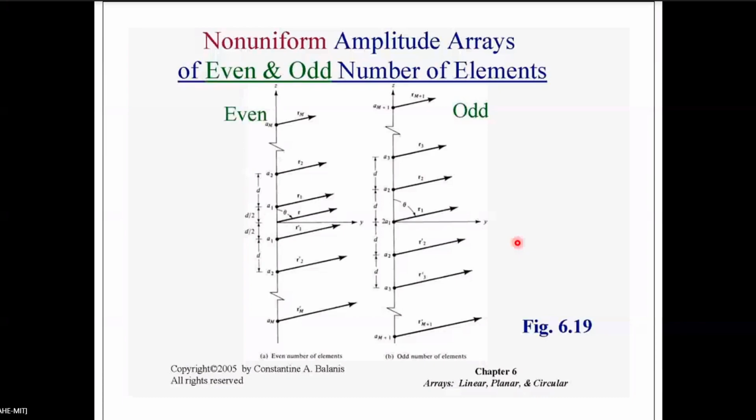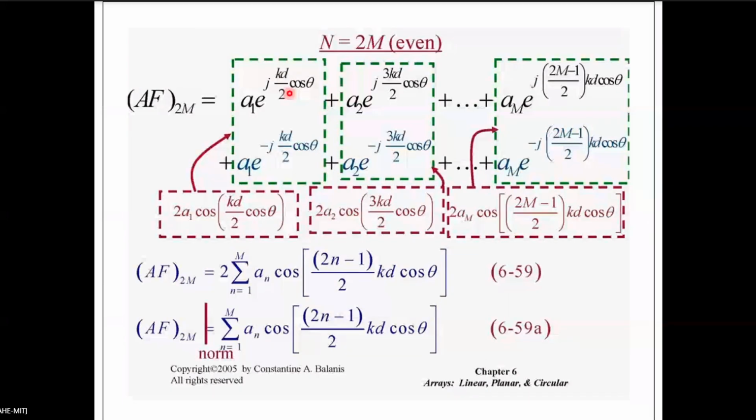So array factor. See again here, e to the power of jkr is common to all of them, and we don't have to consider this because that is an isotropic pattern, a circle pattern of e to the power of jkr. Because of the separation of the elements, you get additional distance terms: kd by 2 cos theta, 3 kd by 2 cos theta, (2m minus 1) kd by 2 cos theta, and this is for 2m, array factor, that is, an even number of elements.